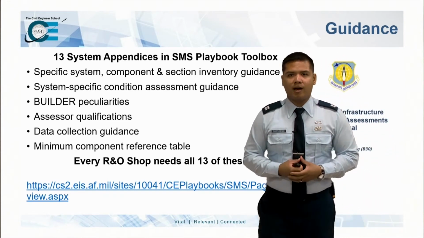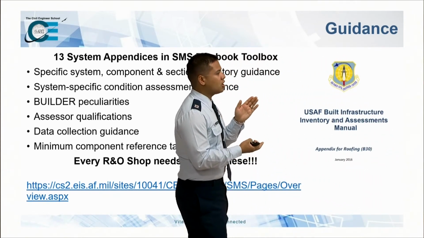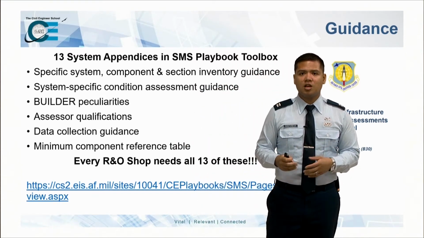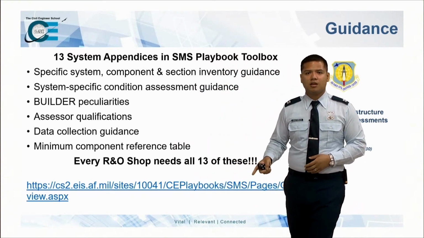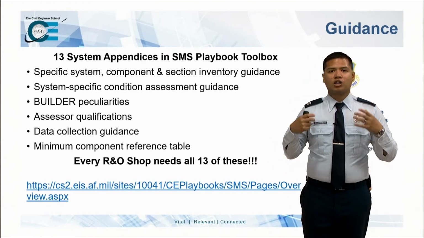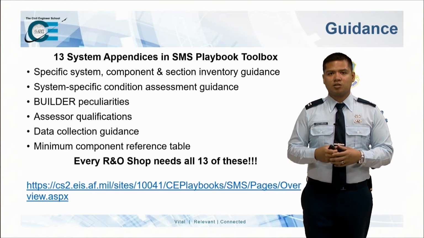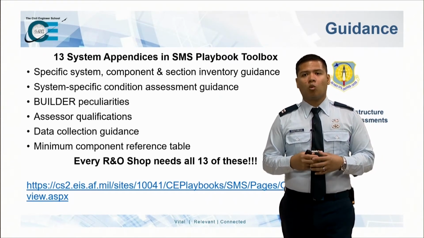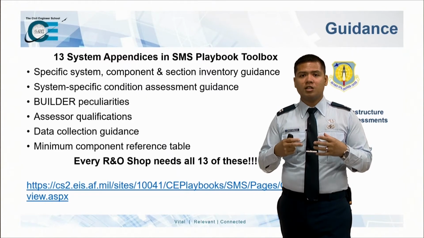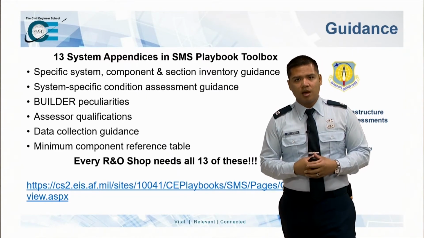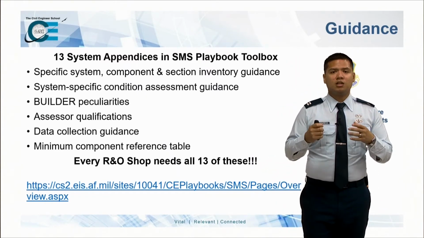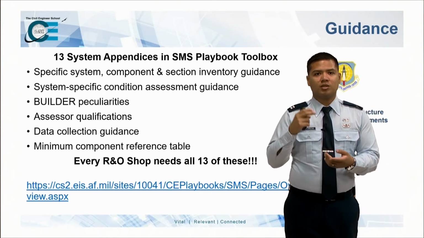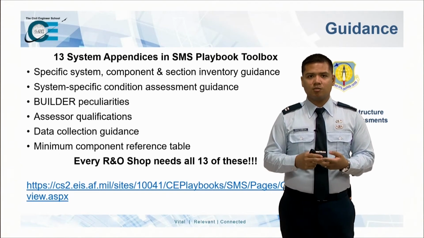Well, we have AFCAT produced a Built Infrastructure Inventory and Assessment Manual. There's 13 of these. You can get to them by going to this link. These are appendices to the SMS playbook. I encourage you to print these out. There's one for each of the 13 critical systems, and when you go into these manuals, it tells you all about how to assess each of the different systems.